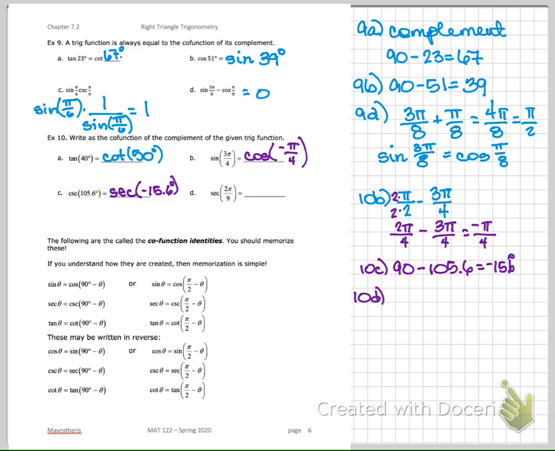Last one, 10D, 2 pi over 9, that's definitely less than pi over 2. So I got a pi over 2 minus 2 pi over 9, and I'm going to make some of you crazy and just randomly change back to the blue. Times 9 and times 2, we get 9 pi over 18 minus 4 pi over 18. So the complement is 5 pi over 18. Secant, the cofunction then is cosecant. We got the cosecant of 5 pi over 18.